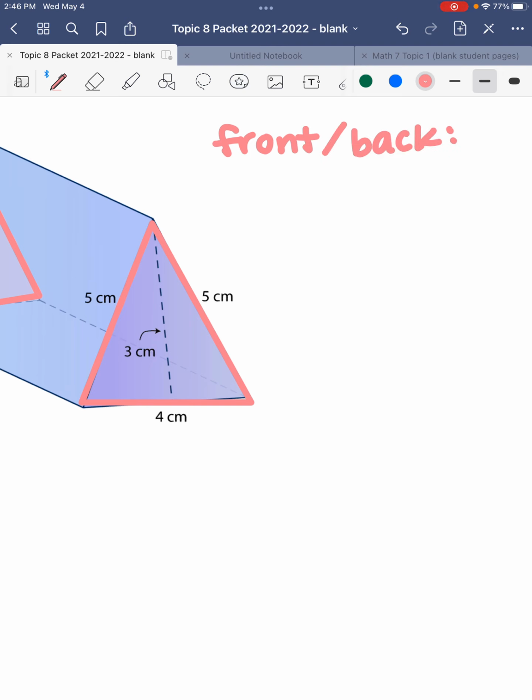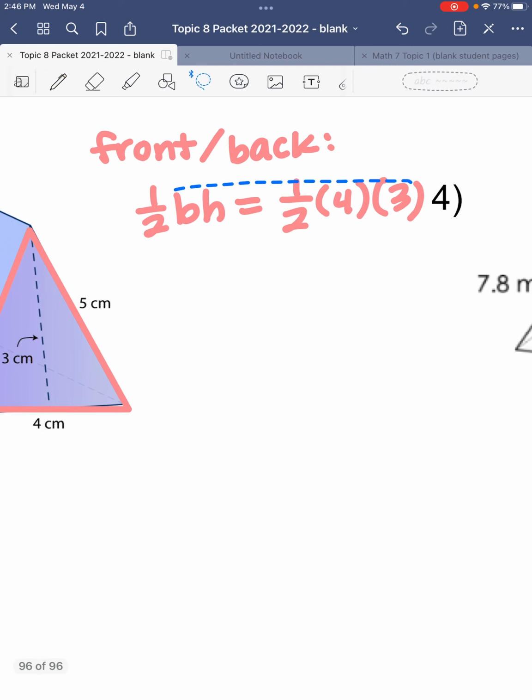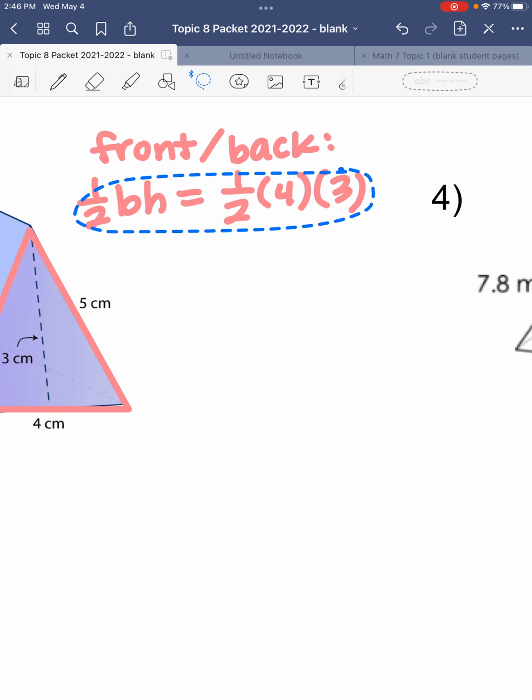Okay, now the area formula for a triangle, just say triangle, not a triangular prism, is 1/2 times the base times the height. Well, when I'm looking at this front triangle, I have everything labeled. My base is this 4, and my height is this 3. So we're going to have 1/2 times 4 times 3, right?